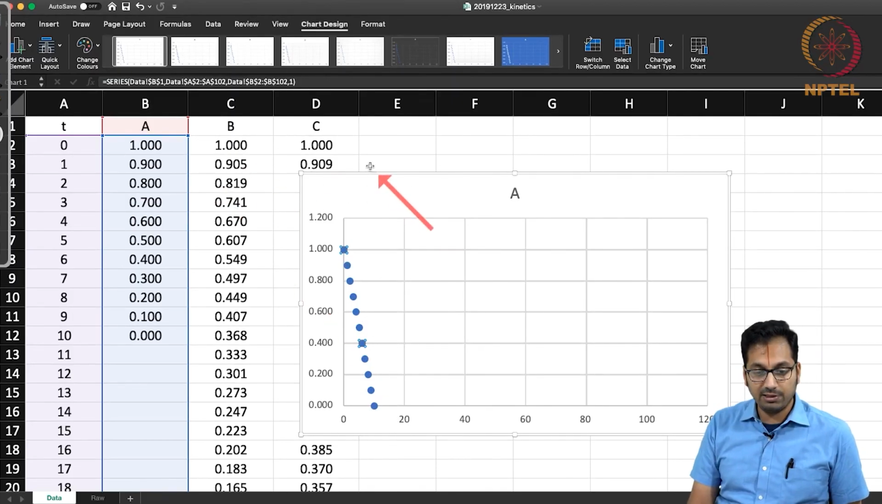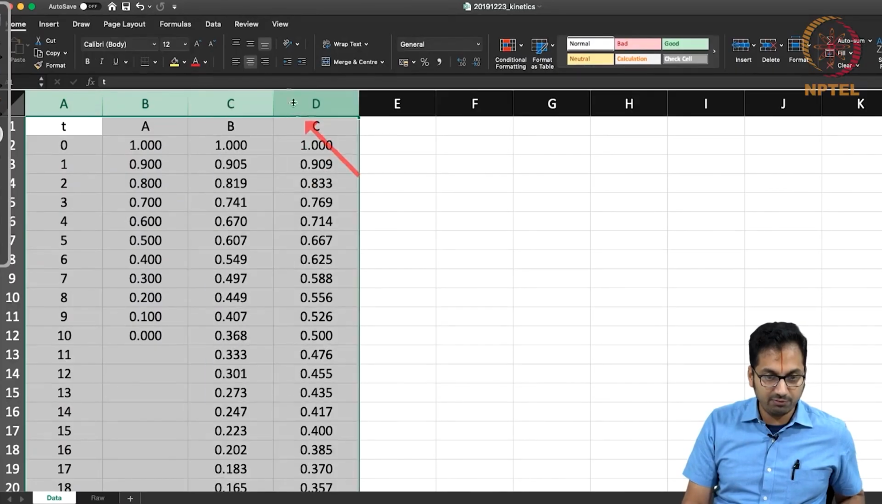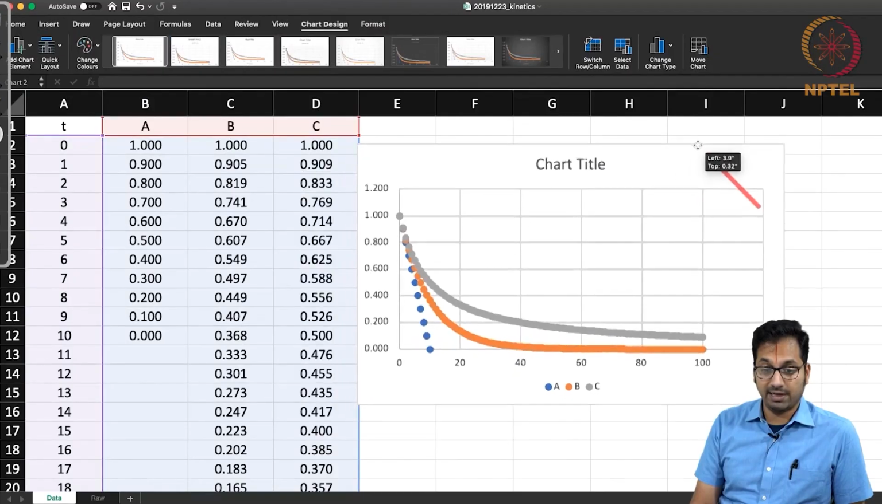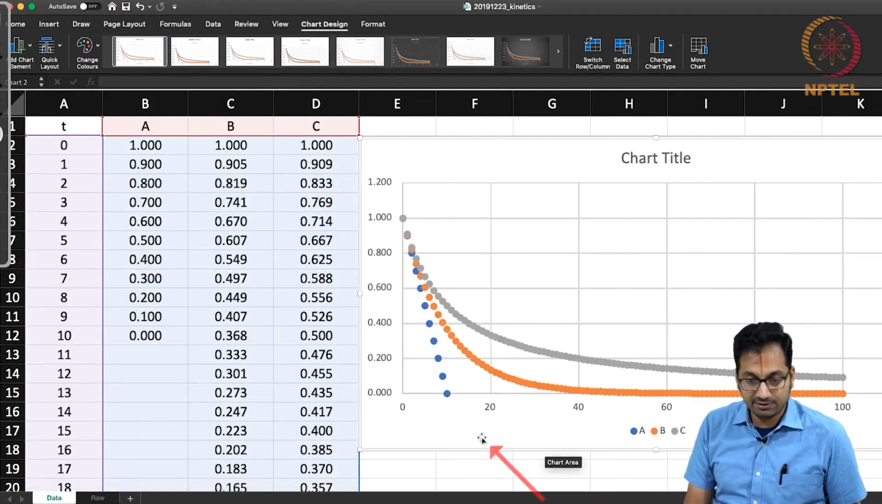So why don't we also include the other plots of A, B and C? The way to do it is to select all the 4 columns, then say insert and insert a scatter plot. And what you are able to realize here is that different things happen.